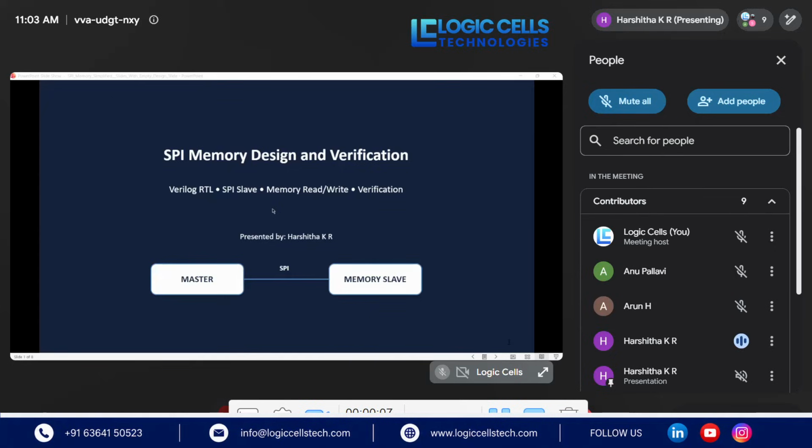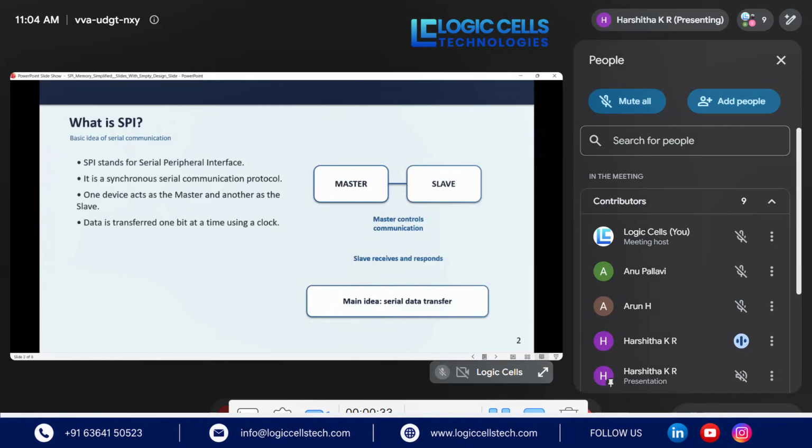Today, I'm going to explain my project on SPI memory design and verification using Verilog. In this project, we use a SPI protocol to communicate with the memory. First, I'll explain the basic concept of SPI, and then I'll explain the memory operation and FSM used in my project. Here we can see the basic idea of SPI.